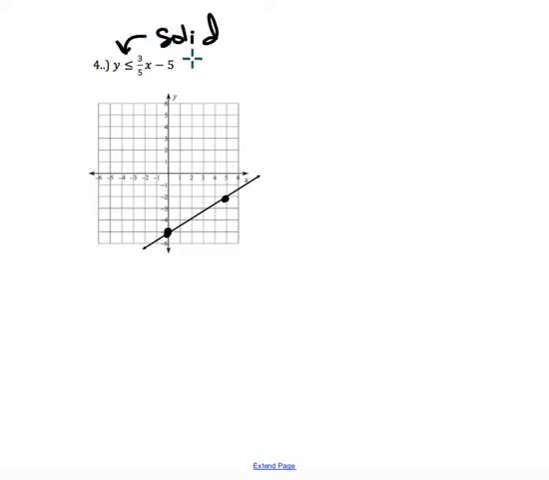Now for step 3, we're going to choose our shading. Again, right here it says y is less than 3/5 x minus 5. And so the y's that are going to be less than this are going to be below the line, down here. For instance, if this inequality had been flipped the other way, I would have shaded the top half of the graph.